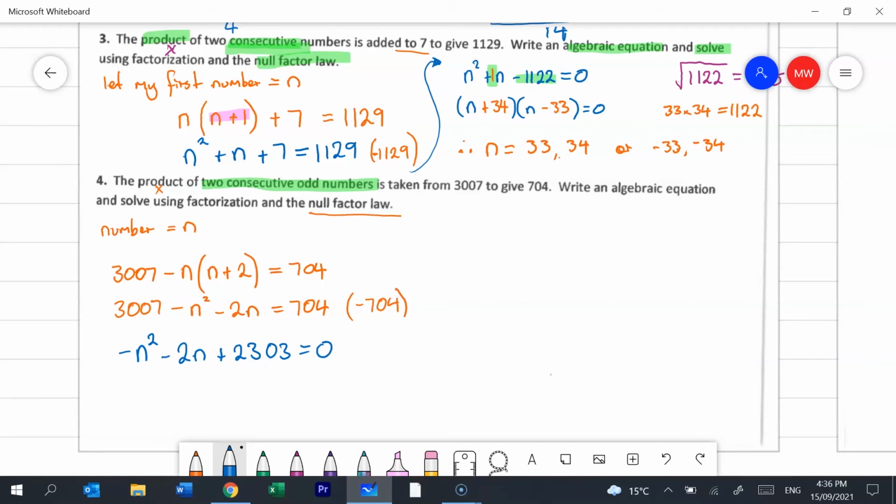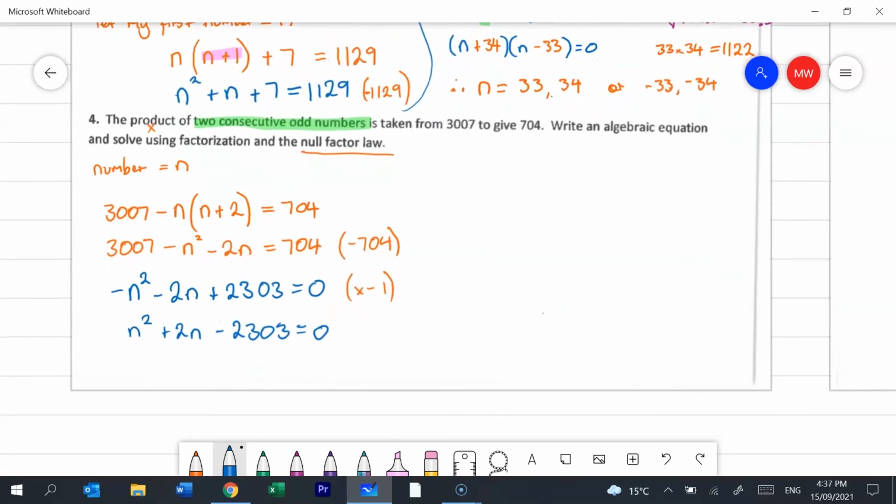The other thing that we might do is multiply everything here by minus 1, because otherwise we've got to deal with negative numbers and that's not going to be much fun. So let's go with n squared plus 2n minus 2303. We could have also done that when we rearranged it by moving all of these values this way. Either way, whichever makes most sense to you.